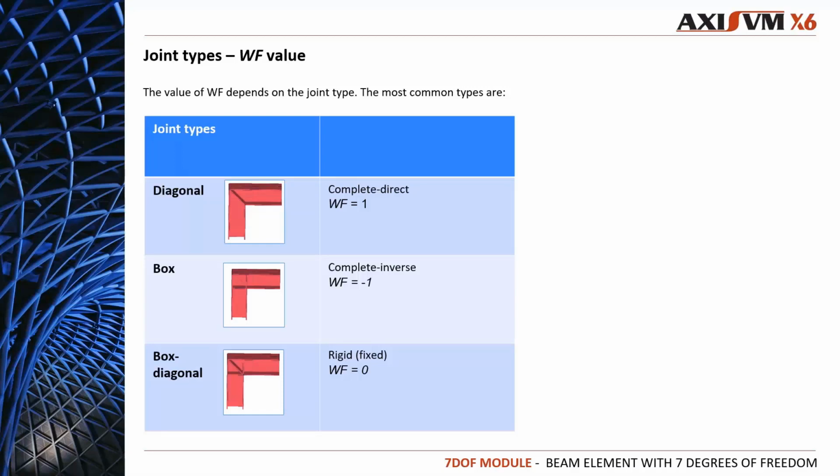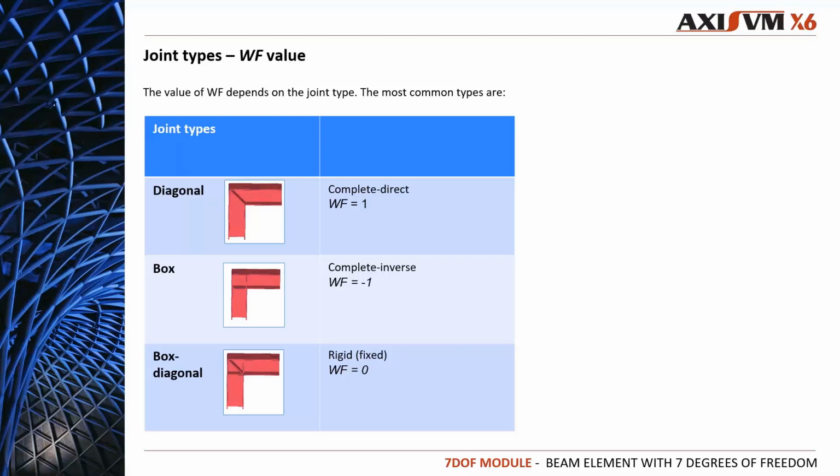The other main topology is the box topology. In this case, the flanges of the beam and the column are elongated to the opposite members' flanges, forming this box type corner zone. In this box type topology, the warping transfer can be considered as a complete inverse, and the coefficient for it is -1.